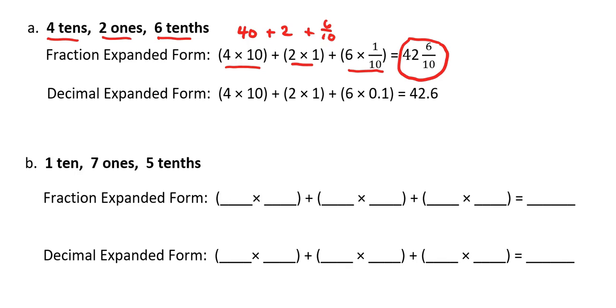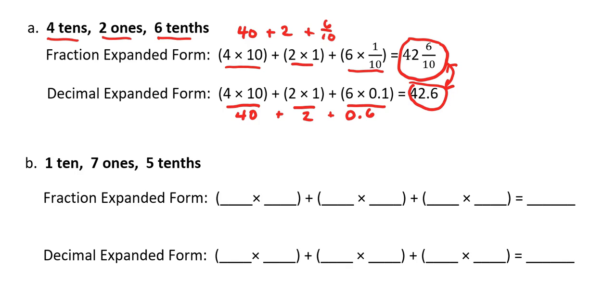The decimal form is very similar. For my whole numbers, I still have 4 times 10, 2 times 1. Now 6 times 1 tenth will be written in decimal form. Above it is the same number written in fraction form. Again, I still have 40 plus 2 plus 6 tenths, but I'm going to write the 6 tenths as a decimal. That gives me 42 and 6 tenths. These two numbers are the same. One is written in fraction form, one in decimal form.